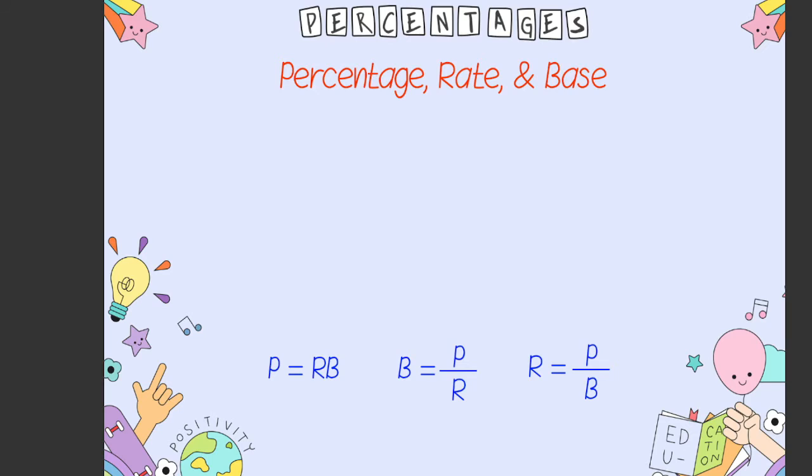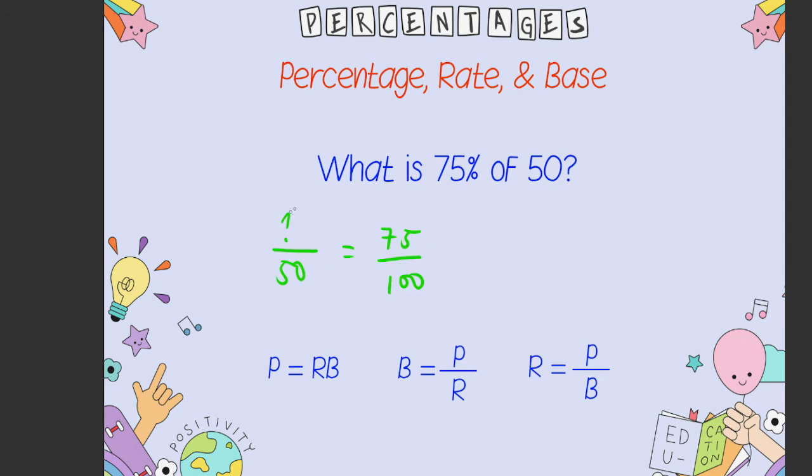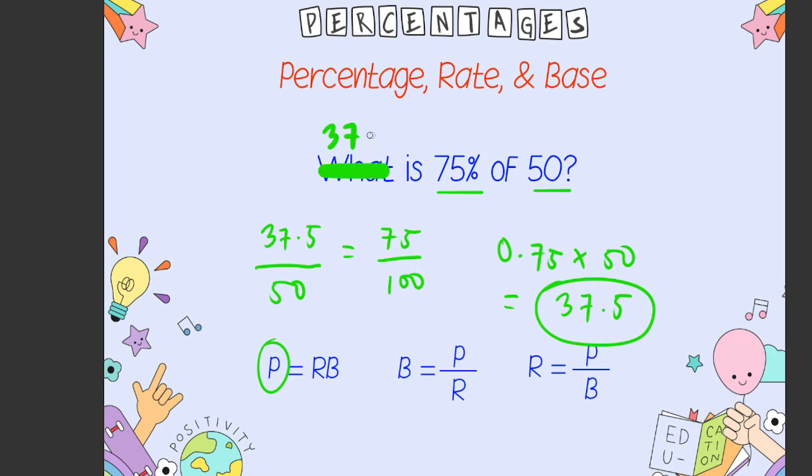So let's have here an example. What is 75% of 50? To illustrate that, we can write it down in fraction form. Blank over 50 is equal to 75 over 100. So we have to look for this x, or this blank. So what's missing is the percentage. So you just have to multiply the rate and the base. So that is 0.75 times 50. The answer is 37.5. So 37.5 is 75% of 50.